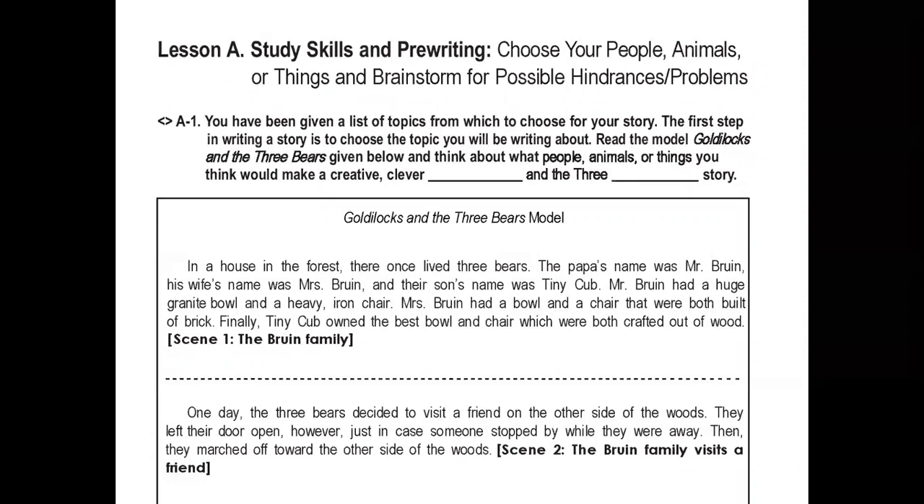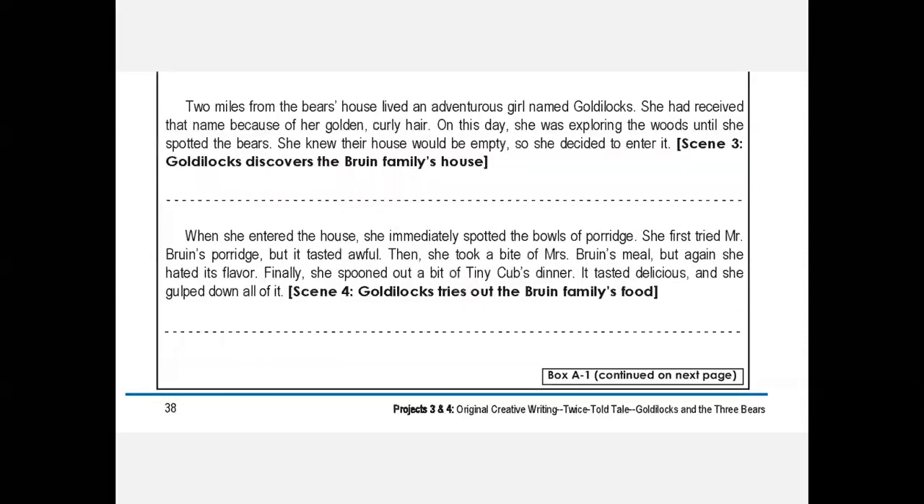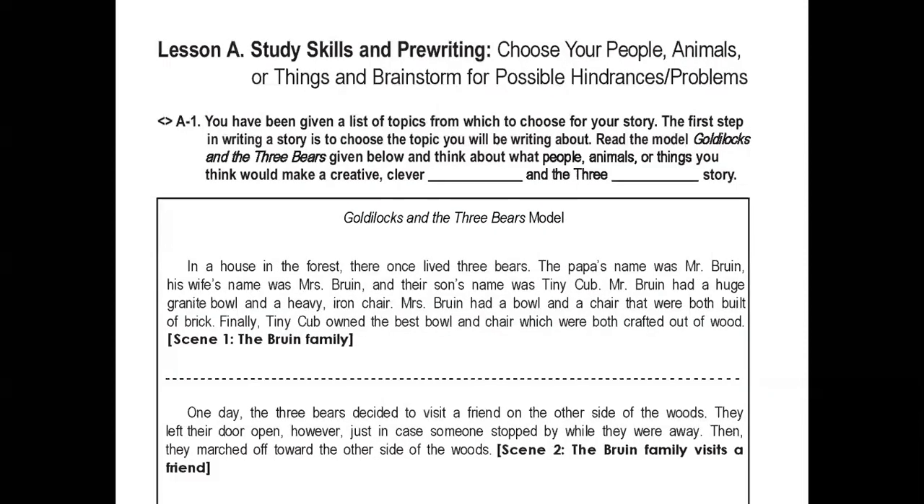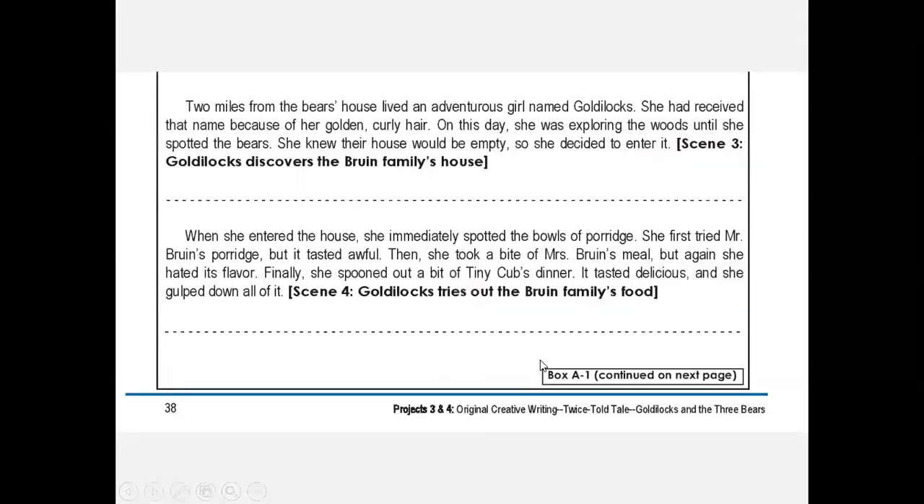So the first thing is always to give them the model. All right, and I divide the model up scene by scene. So you can see here scene one, and I help them learn that a paragraph or a scene is a unit of thought. And of course, I just told you when scenes change. So here we have scene one, the Bruin family. Scene two, the Bruin family visit. Sorry about that. And then scene three, Goldilocks discovers the Bruin family's house.